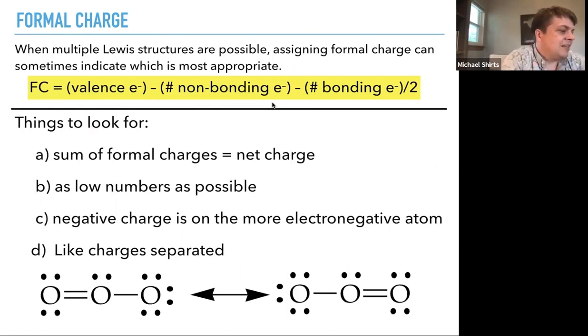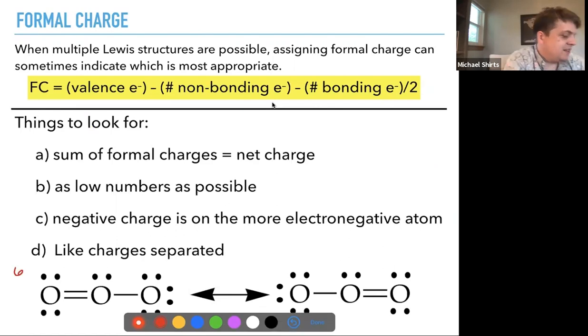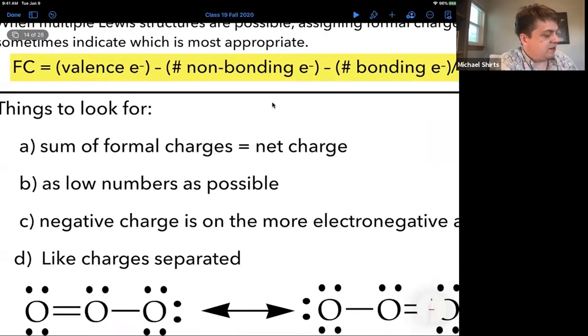So, okay, let's look at oxygen. Let's calculate the formal charges for the structure. Now notice the structures are the same, so we don't need to do it for both structures, but let's just look at one of these. So let's calculate the formal charges. Here we have, switch to a different view.